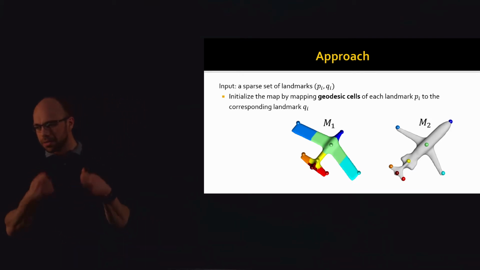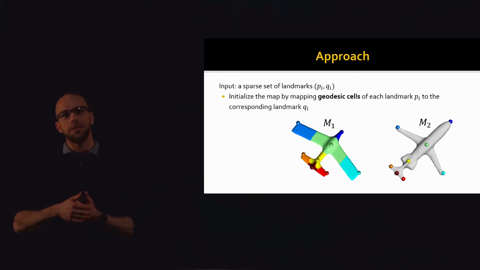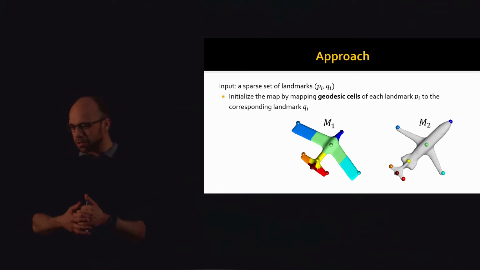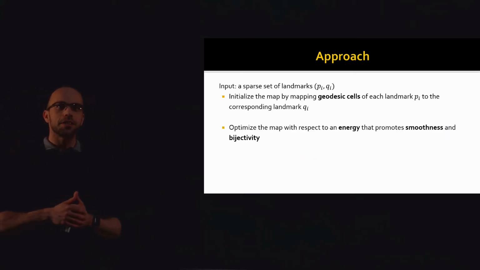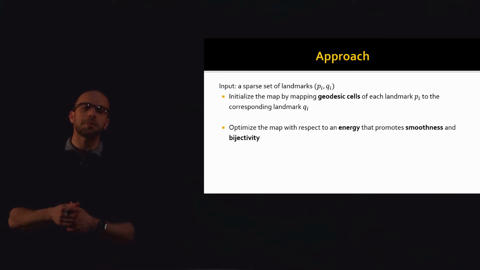And then what the algorithm is going to do is to iteratively improve this mapping until it converges on something low distortion and smooth looking. And the way that we're going to do this is to optimize an objective function, or an energy, which promotes the smoothness of the map and also the bijectivity of the map.